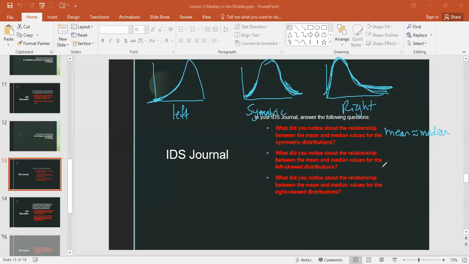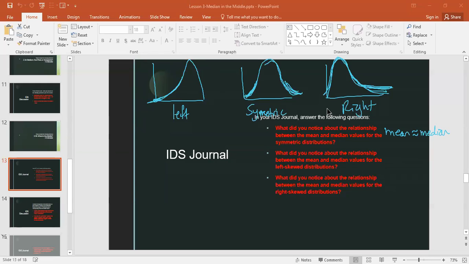Can I have someone else contribute? What did you guys notice about the data for the left skewed distributions? What did you notice about the mean and the median for the left skewed ones? Any takers? Let's get some volunteers here, guys. Trying to make sure we get to leave at 12:04.